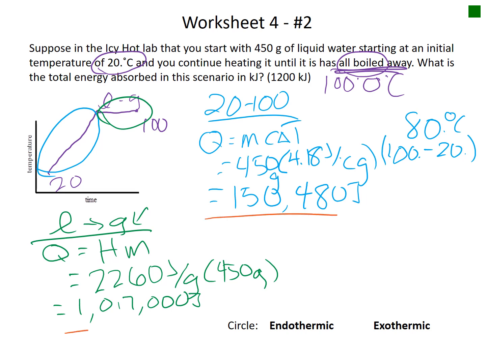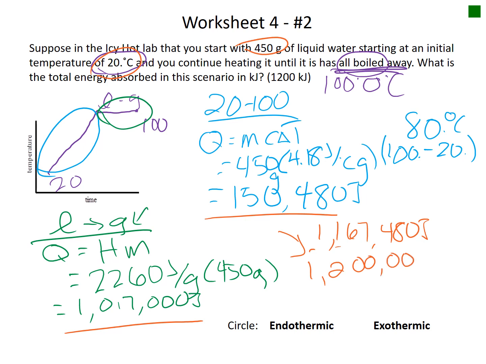In order to figure out my total amount of energy, what I now need to do is add up both of these numbers. And what I end up getting is 1,167,480 joules. That rounded to the 2 sig figs from the problem is going to be 1.2 million or 1,200,000 joules. But it asks for the answer in kilojoules. So I'm going to do a really quick conversion where I know that it's 1,000 joules for every 1 kilojoule. The joules cancels out. I'm left with kilojoules. So putting that into my calculator, I end up with 1,200 kilojoules.